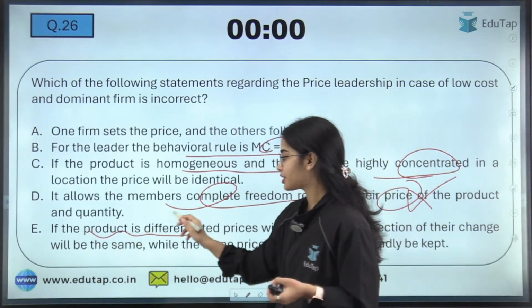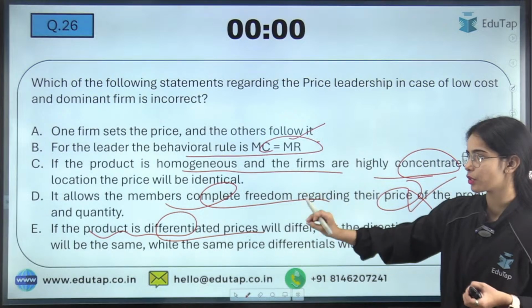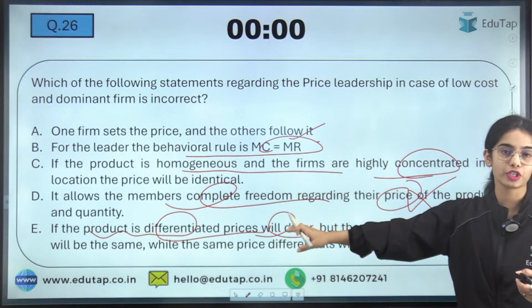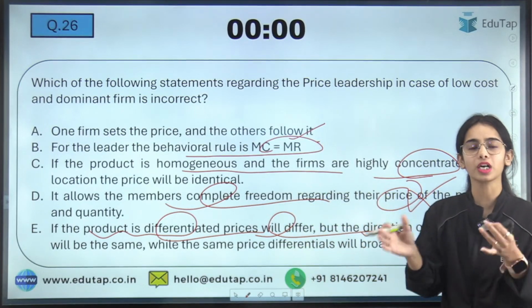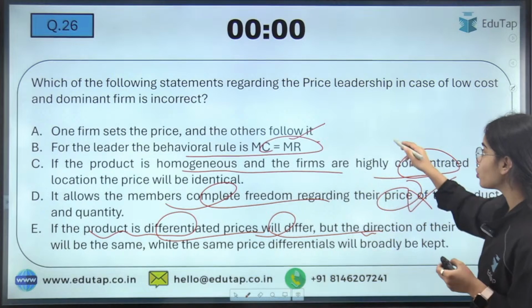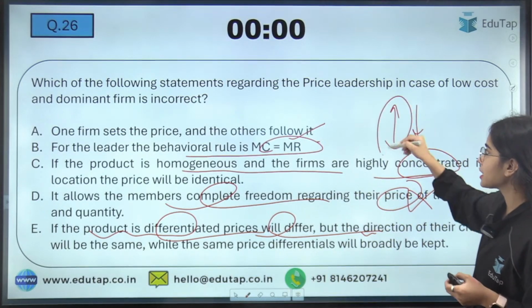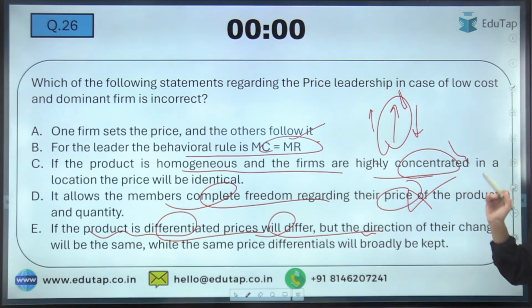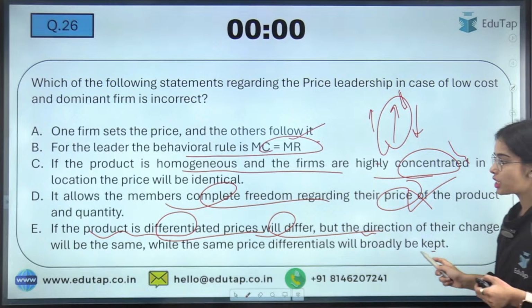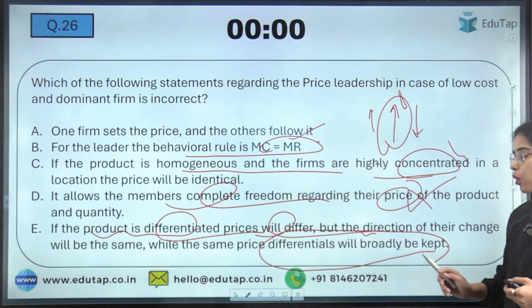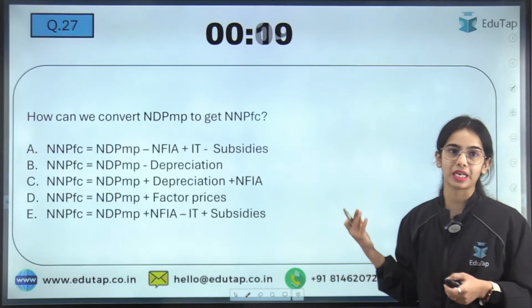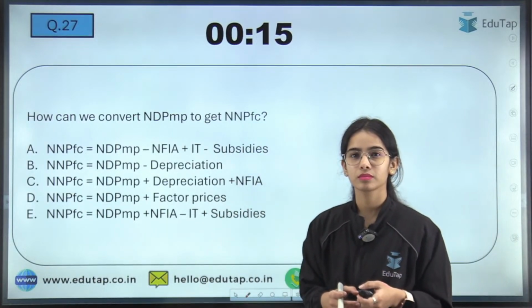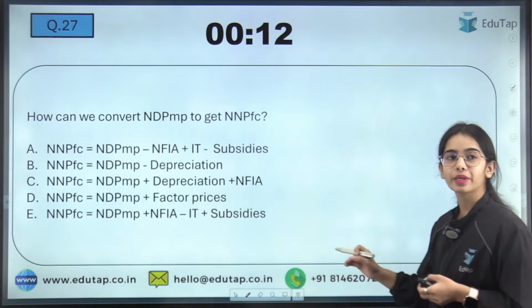If the product is differentiated, that is, there is some differentiation in the product, prices can also differ, but in the movement of prices, if the leader is increasing the price, the other firms will also have to increase the price. If the leader is decreasing the price, other firms will also have to decrease the price. So the price differentials will be kept broadly the same. So this is regarding price leadership. Now coming to the next question, try to answer this question.